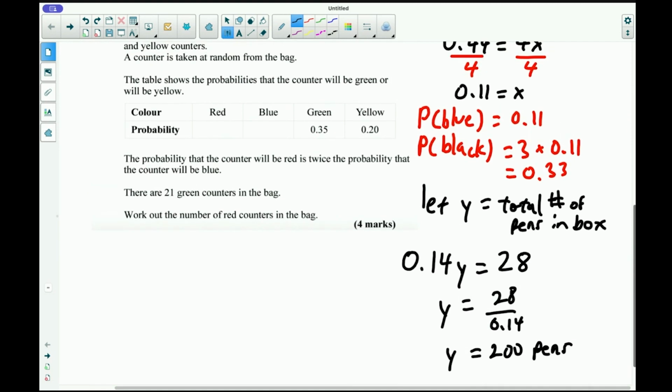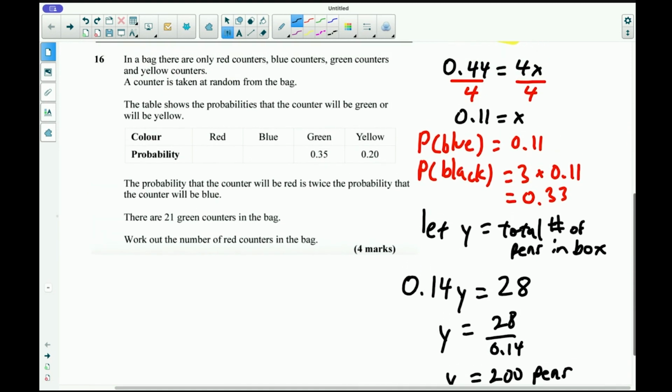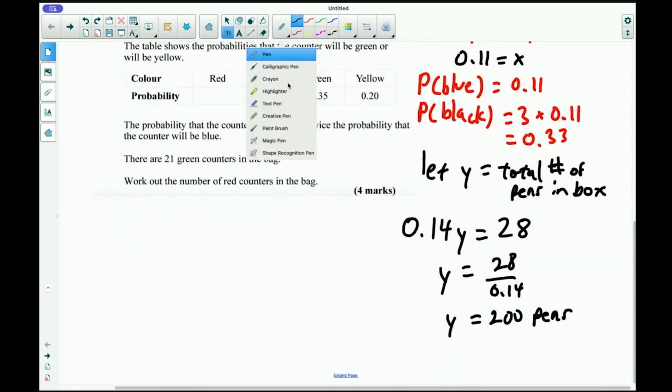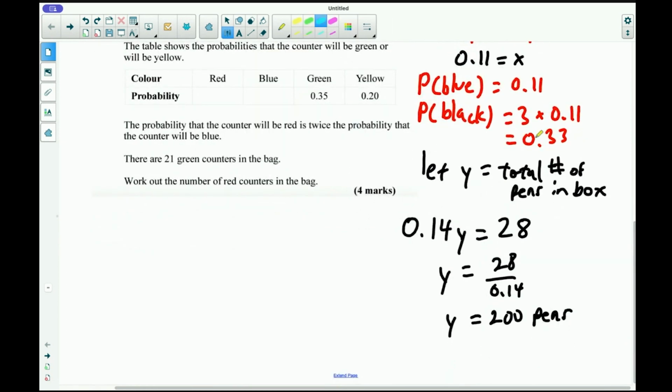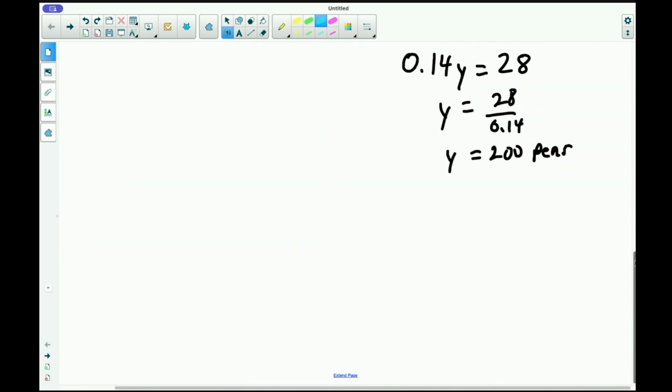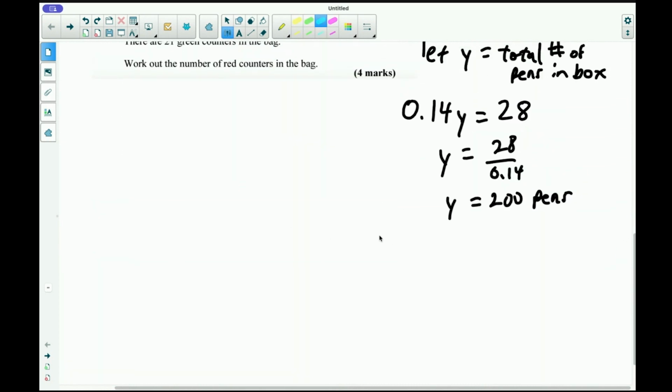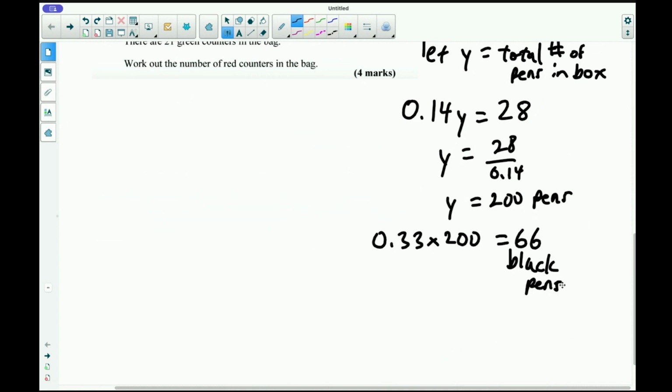All right, so now that we know exactly how many pens there are all together, then we can come back to our statement where 33% of our pens are black. And we can say that 0.33, or 33%, times 200. So 0.33 times 200 gives us 66 black pens.